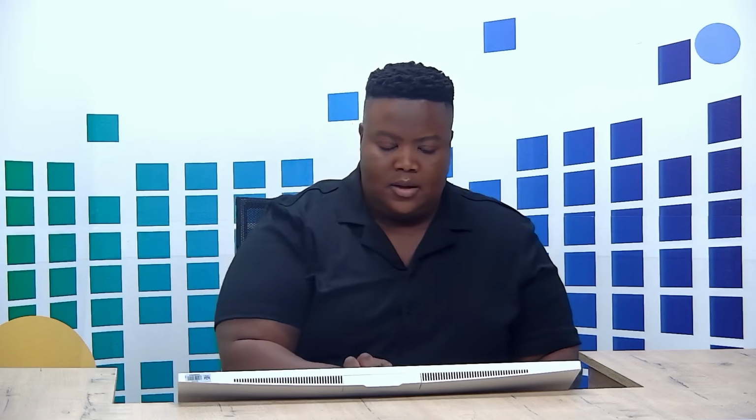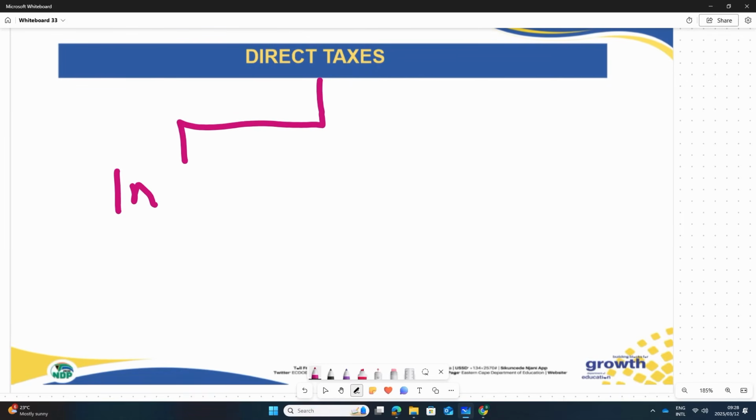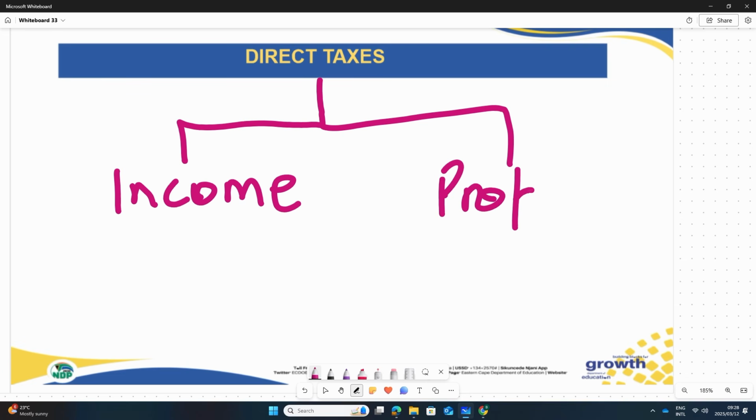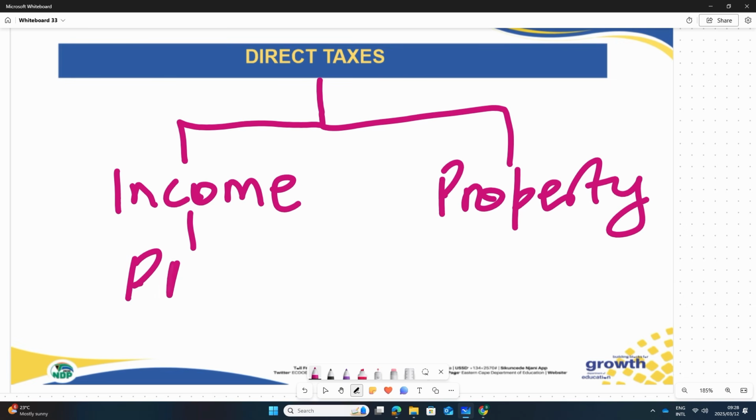Let us unpack the examples of the direct tax. Under direct tax, we have income tax and the property tax. These are the 2 examples of the direct tax. Under income tax, we have 2 examples. The first example is the PAYE, which is pay as you earn in full.